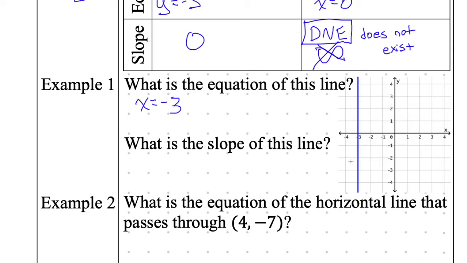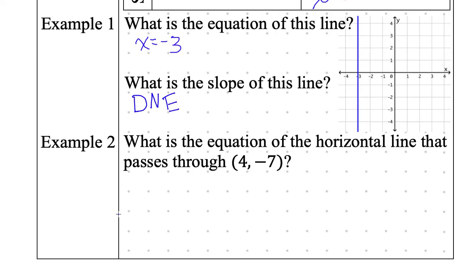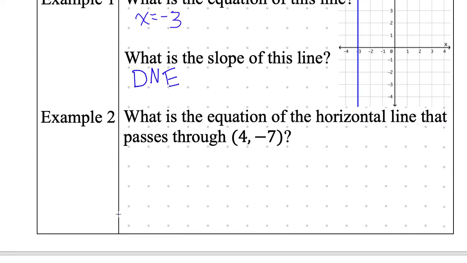What is the slope of that line? Quiet raised hand. Charles. DNE. Does not exist. The slope does not exist. You're dividing by 0 for the delta x. You're not changing the delta x. Perfect. All right. Let's move on to example number 2. This one is slightly harder. What is the equation of the horizontal line? So make a horizontal line. Go for it.